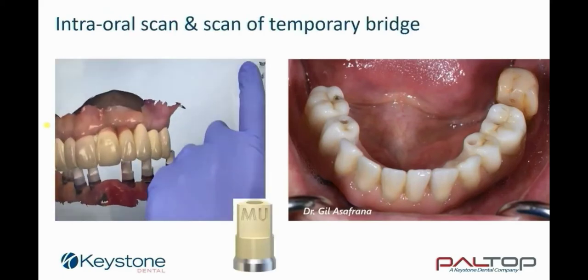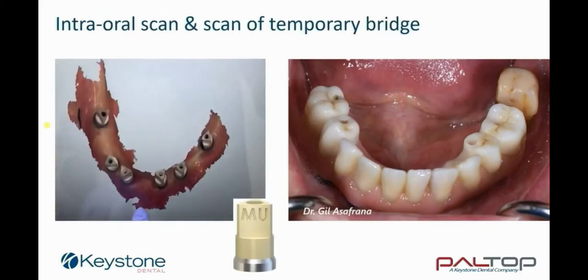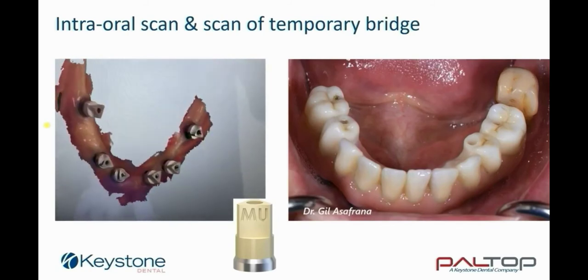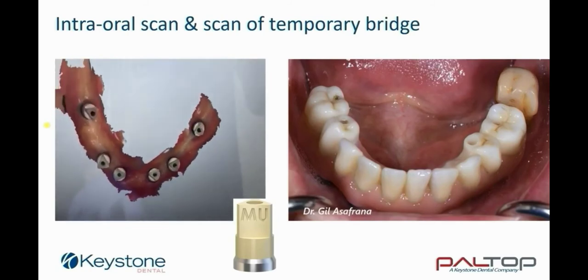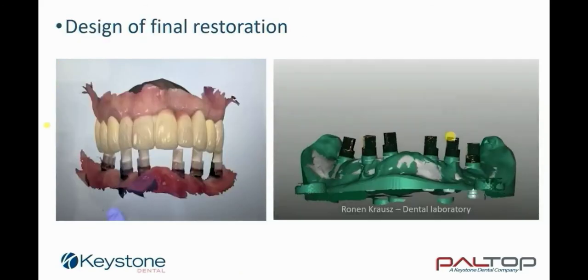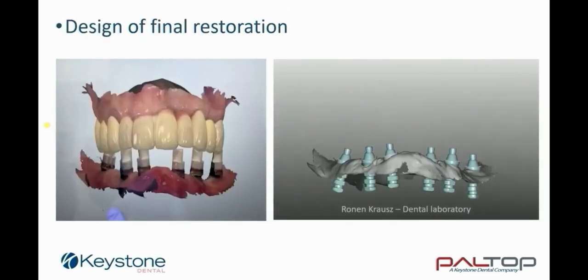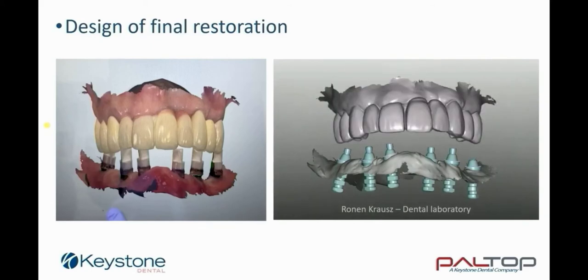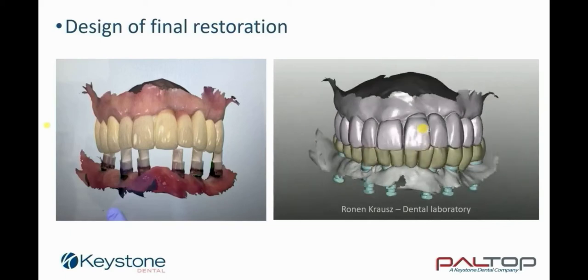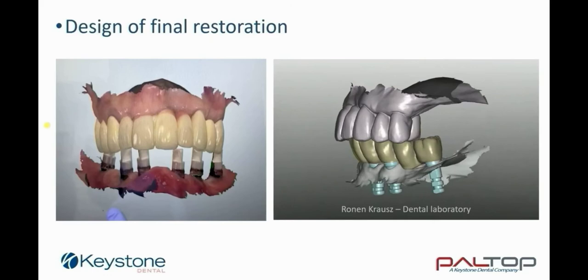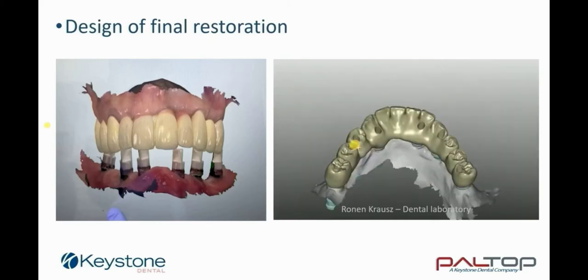Here we see the result of the intraoral scan using the 3Shape TRIOS scanner and the multi-unit scan bodies. With the full digital scanning complete, the dental laboratory is able to design the final bridge based on the confirmed bite registration and the pre-preparation scan, in this case the temporary restoration, thus combining a number of analog stages into one simple digital process.